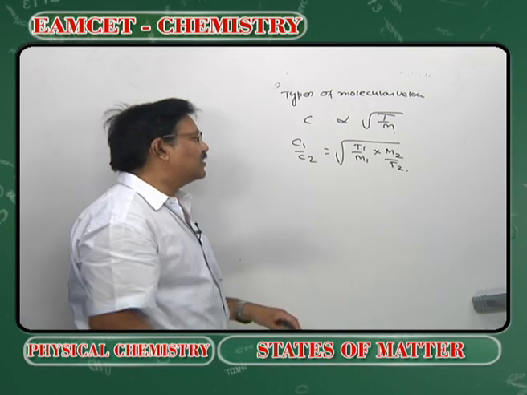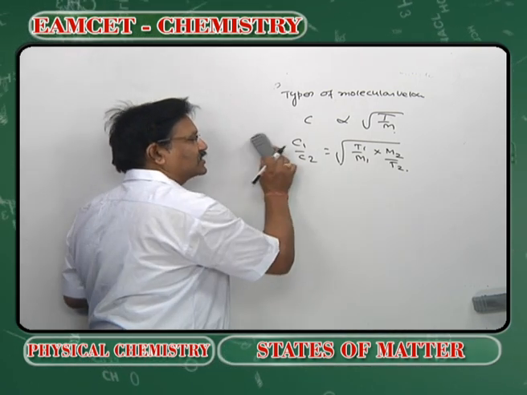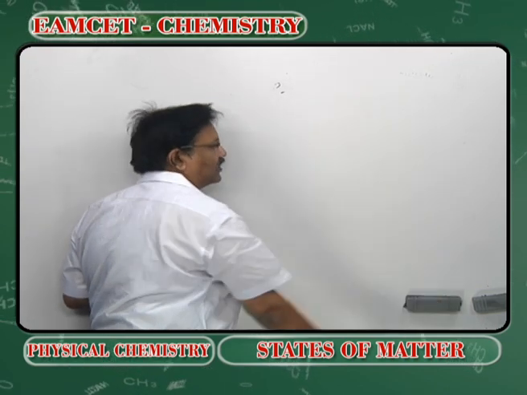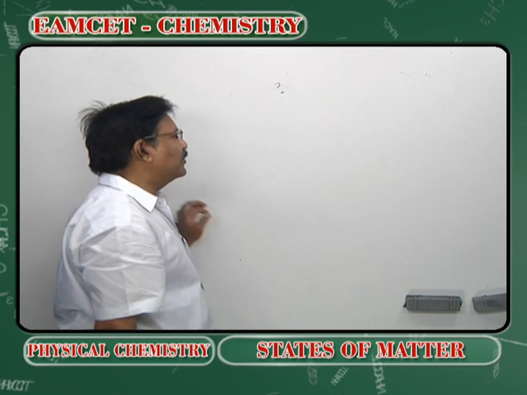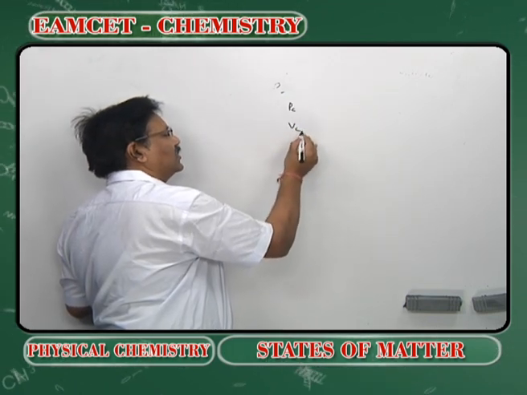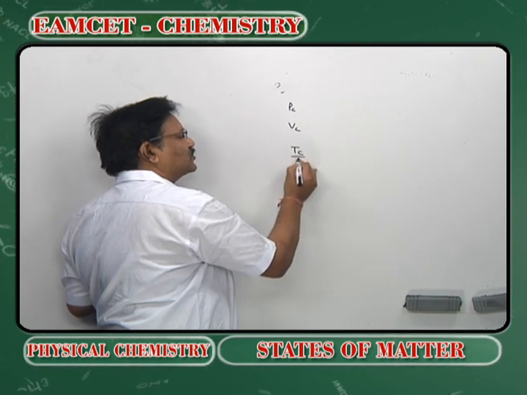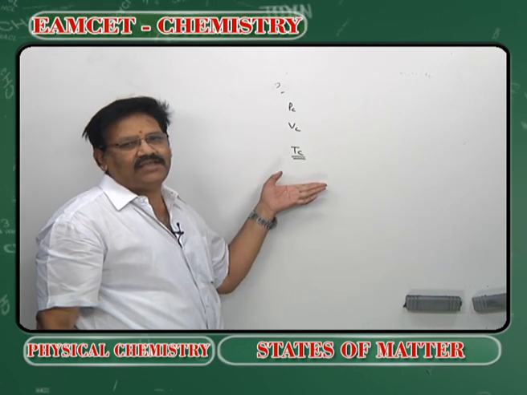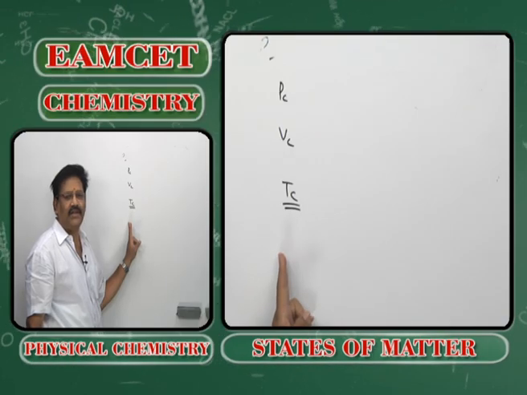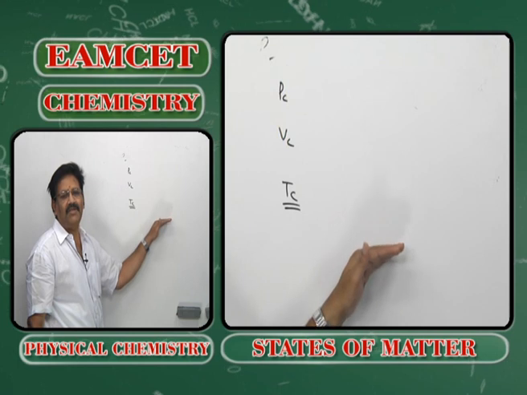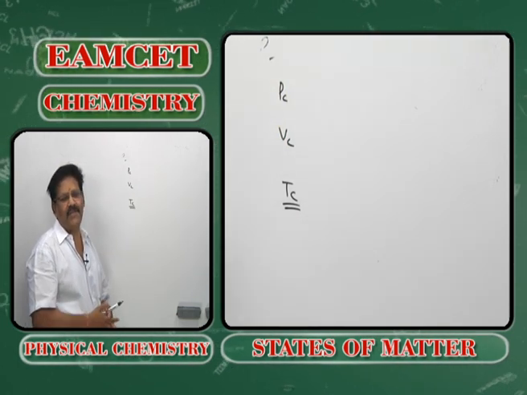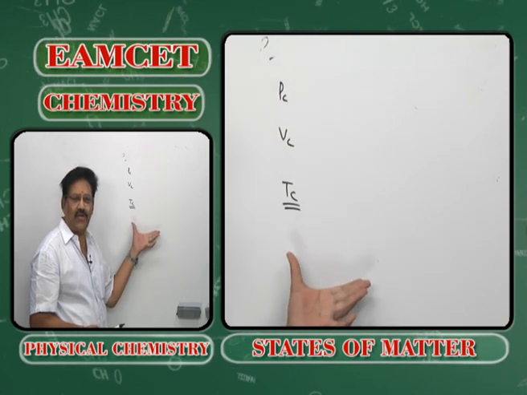What is the other point we have to discuss regarding the critical constants? What do you mean by critical constants? PC, VC and TC. What is the most important point? TC. What do you mean by TC? Critical temperature. How to define critical temperature? The temperature above which a gas cannot be liquefied, whatever be the magnitude of the pressure we have applied.